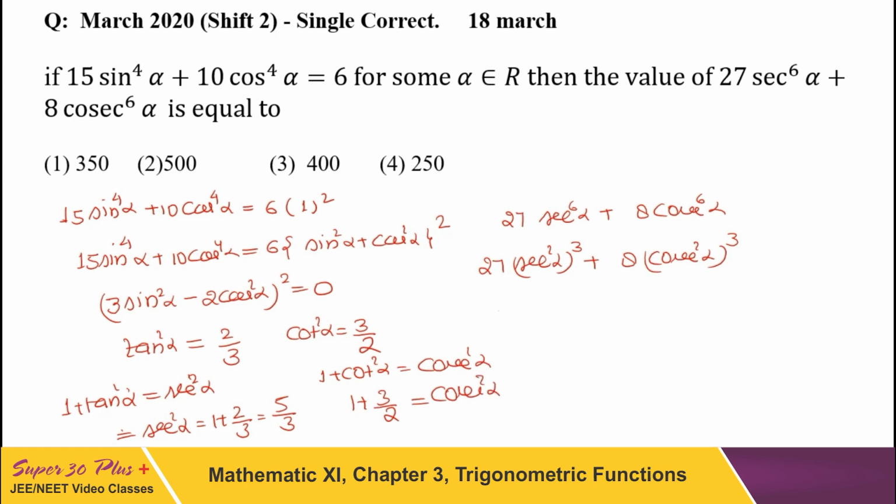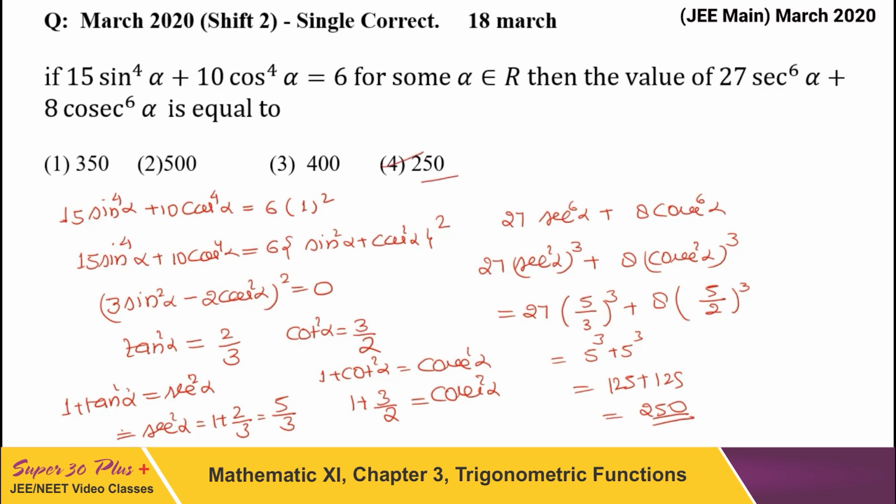Now substitute the values here. It will become 27 times (5 upon 3) whole cube plus 8 times (5 upon 2) whole cube. Again simplify it: 5 cube plus 5 cube means 125 plus 125 is equal to 250. Answer is 250. Option 4th is the correct answer. This question came in the March 2020 JEE Main examination shift 2.